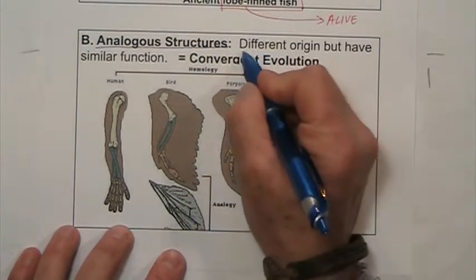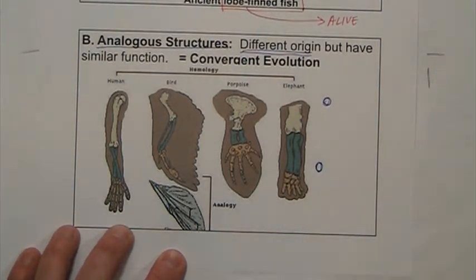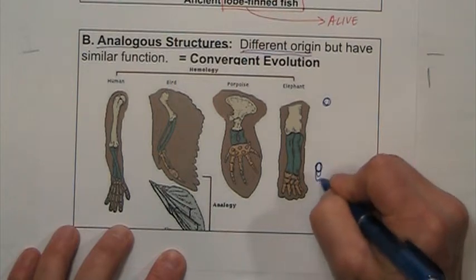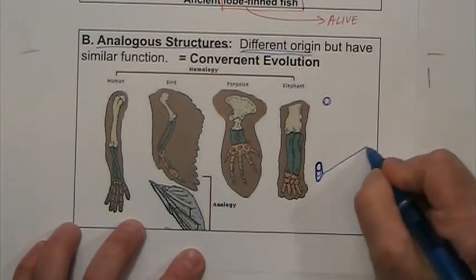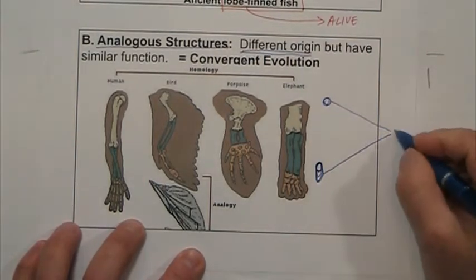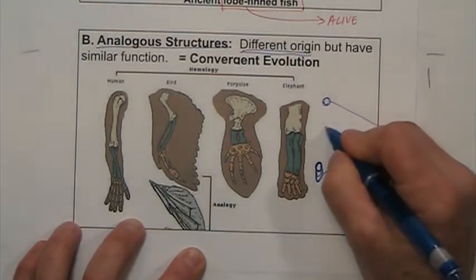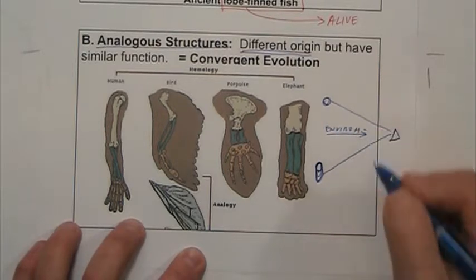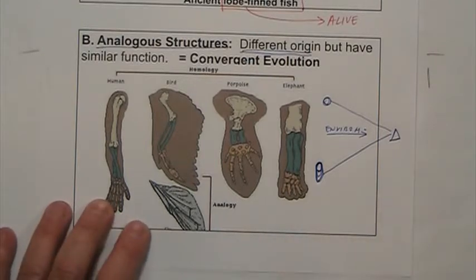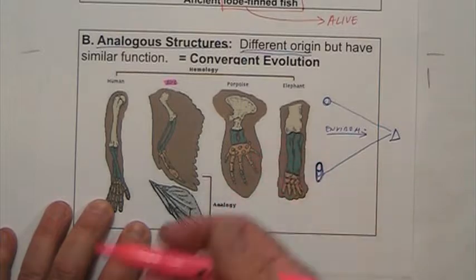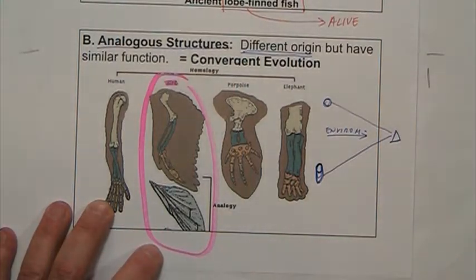These are structures that have a totally different origin. Right here and right here. Totally different origin. I should make a different shape. Let's make it like this. Different origin. Totally different. But over time, they end up looking the same. Over time, due to environmental forces, the environment makes them look exactly the same. So what is a good example of that? If you compare the wing of a bird or a bat with the wing of an insect.